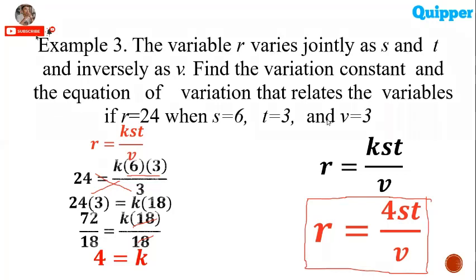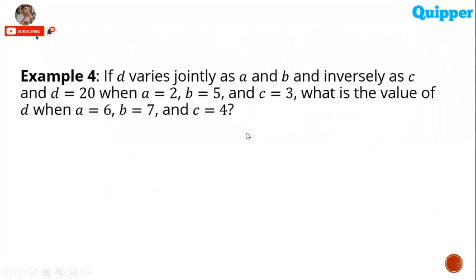Next, fourth example. If d varies jointly as a and b and inversely as c, and d is equal to 20 when a is equal to 2, b equals 5, and c equals 3, what is the value of d when a is 6, b is 7, and c is 4? We will first solve the first part. If you now have the value of k and the equation of variation, move to the second part, finding the value of d with the new values of a, b, and c.